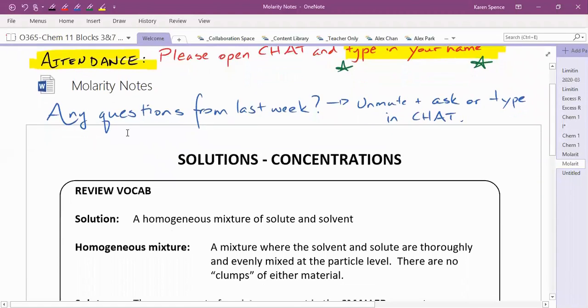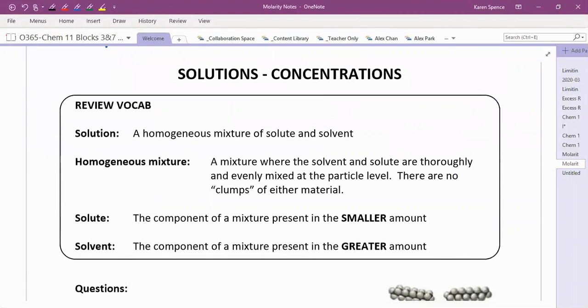So we are going to remind ourselves what is a solution. Well, a solution is a homogeneous mixture of our solute and our solvent. And that's great if you know what homogeneous mixture is and you know what solvent and solute are.